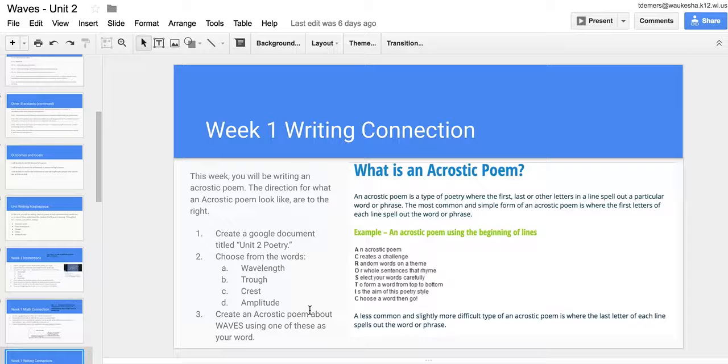At the end of each of your writing connections, I would like you to go back and edit to make sure that all of your sentences and your stanzas make sense. Also make sure that you follow directions and that all of the first or last letter are bold. And make sure that everything that you have this week actually relates to what a wave is.